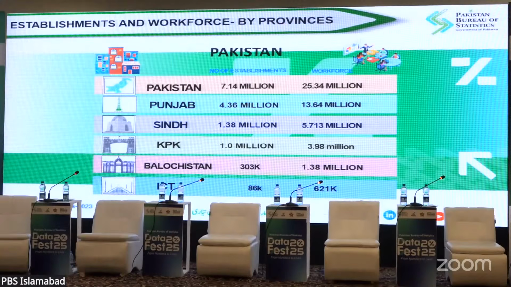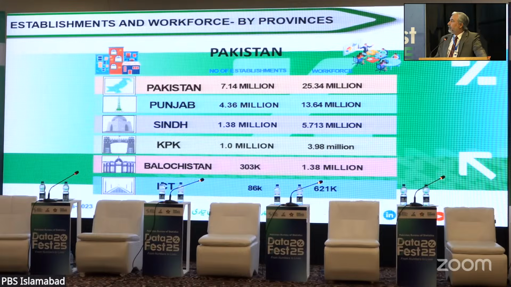Basically, regarding the number of establishments enumerated throughout Pakistan, about 7.14 million establishments were enumerated, and a workforce of 24.34 million was enumerated within these 7.14 million. In Punjab, we were able to enumerate 4.36 million establishments, having a 13.64 million workforce. In Sindh, 1.38 million establishments with 5.713 million workforce. KPK 1 million with 3.98 million, Balochistan 303,000, and in Islamabad 86,000 with 621,000 workforce.